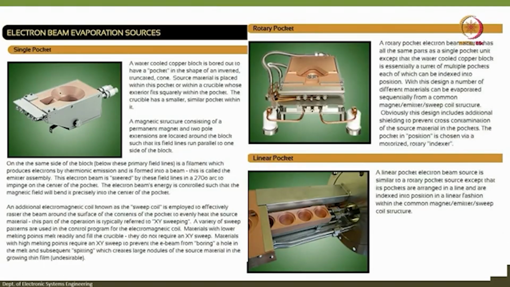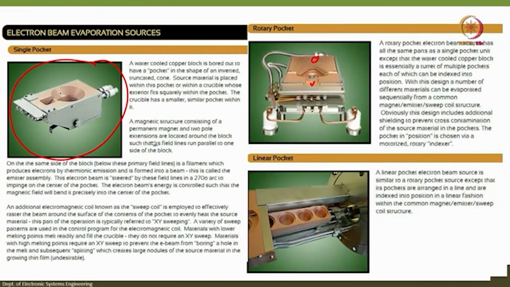So, when you talk about e-beam evaporation, there are e-beam evaporation sources as well. There is a single source where you can only hold one material, then there are rotary pockets, that means you can have 4 different rotary pockets. If the first is exposed, you can rotate it, then the second will be exposed, then the third and fourth, like this is the rotary mechanism. You can also have linear pockets where you have multiple sources, but linearly they come in the path of the electron beam.